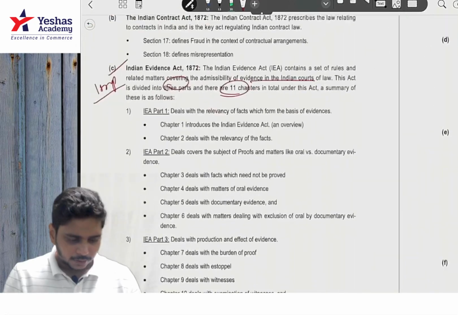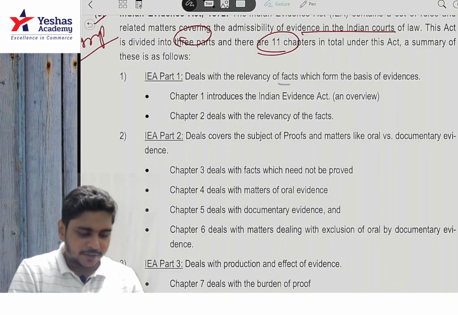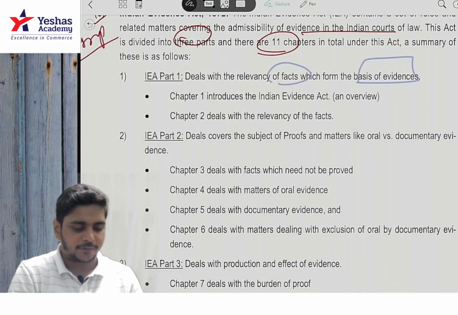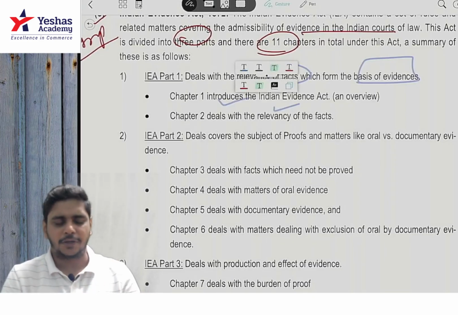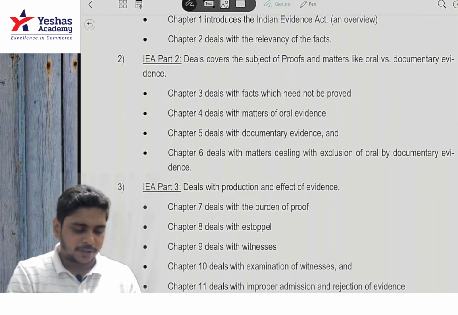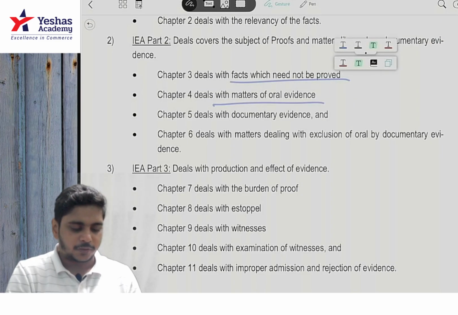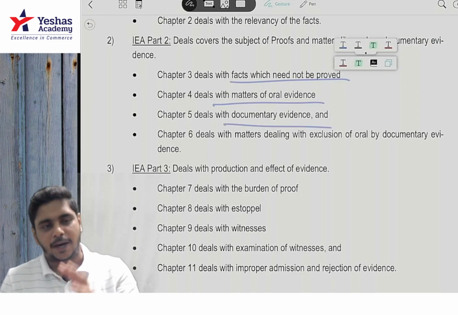Then part 1. Part 1 talks about the relevancy of fact from the basis of evidence. Chapter 1 talks about the basic intro of the Indian Evidence Act. Chapter 2 talks about relevancy of the facts. Part 2 talks about the proofs and matters like oral versus documentary evidence. Facts which need not be proved, matter of oral evidence, documentary evidence, all those are in part 2.